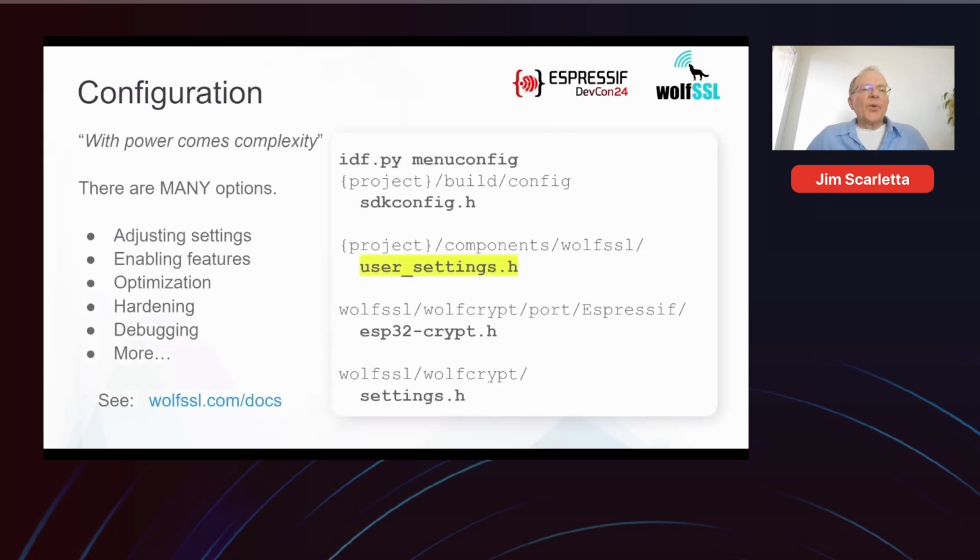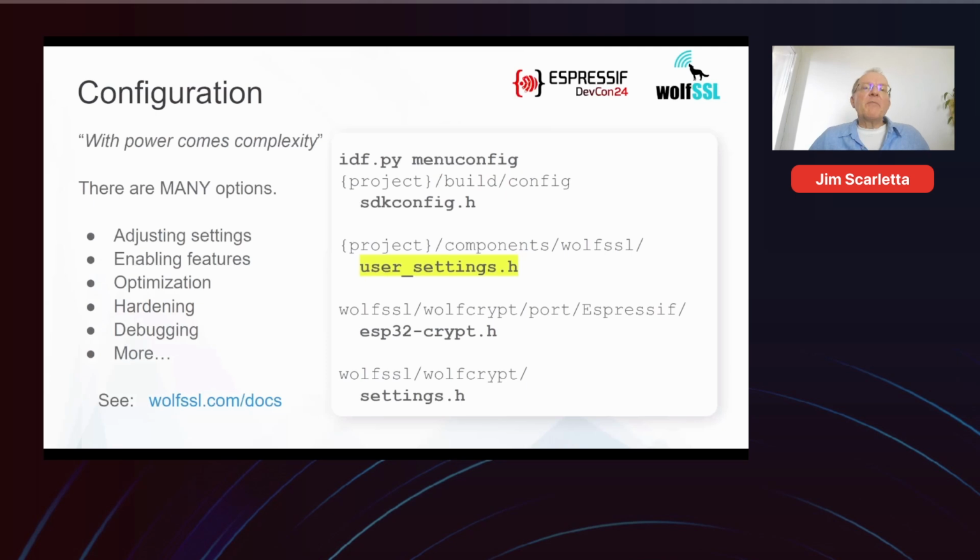So previously we were talking about the configuration. Here's a summary of kind of where all the configuration happens. I have the expression there, with power comes complexity. There are many different settings. The user settings, by default, have a good getting started, but there's documentation online for finding out where all the other user settings are, what's possible.